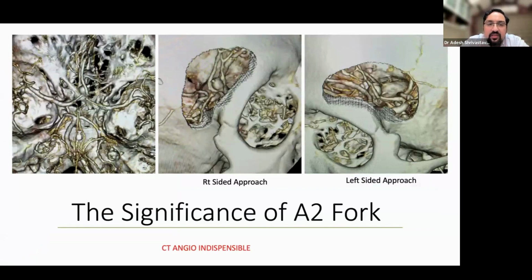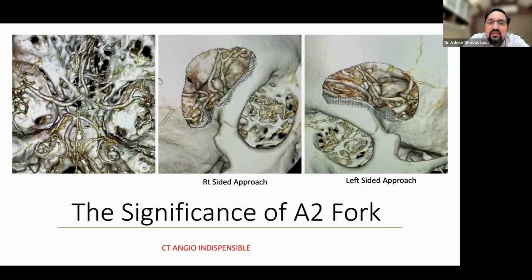Those are three images. First, let's concentrate on the first image. The first image is showing the aneurysm, which we are seeing from above, superiorly, in a CT angiogram. And one can appreciate that the aneurysm is projecting anteriorly and superiorly. And the fork here, the left A2 is anterior and the right A2 is posterior in relation to the aneurysm.